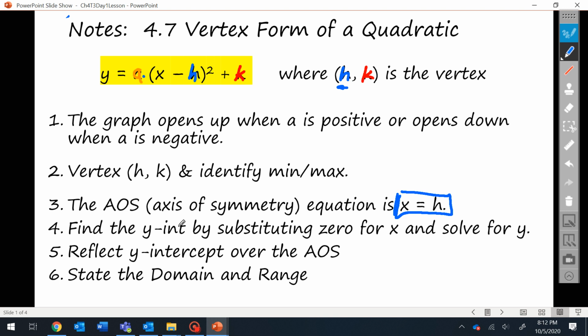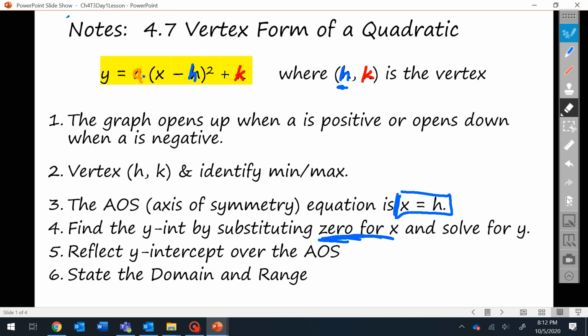And then, since we don't have a c value, like in standard form, we find the y-intercept by substituting 0 for x. So we're plugging in 0 for x, and that will give us the y-intercept. And then we reflect the y-intercept to find the axis of symmetry. That part's the same.